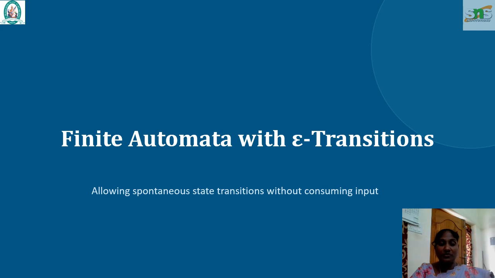In the last two videos, we have discussed the types of finite automata, deterministic finite automata and non-deterministic finite automata. In this video, I am going to explain finite automata with epsilon transition, which allows spontaneous state transition without consuming any input symbol.